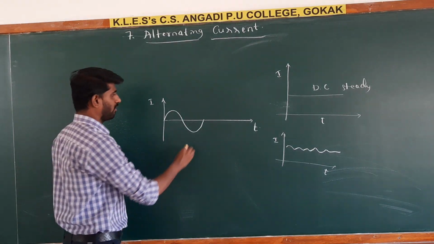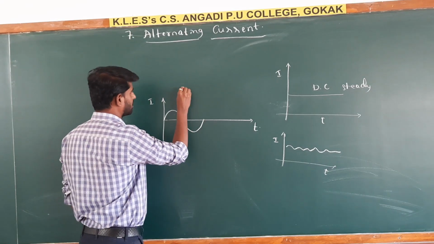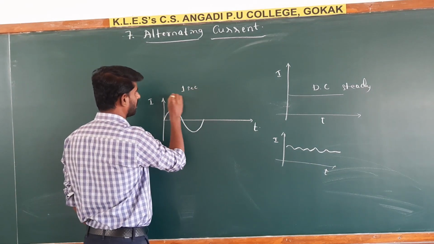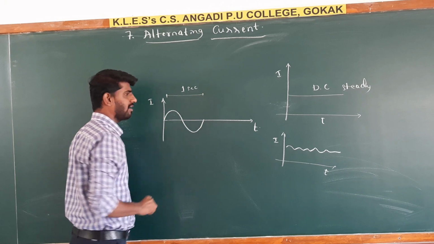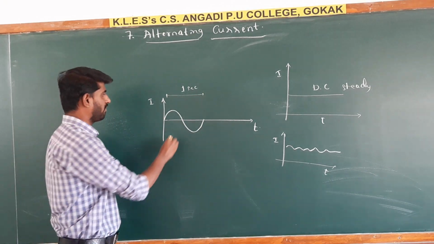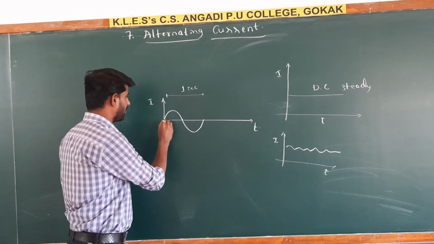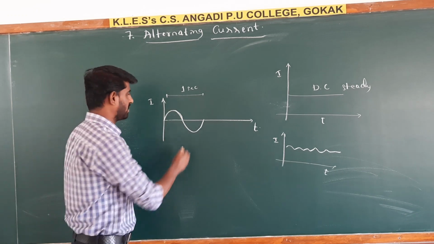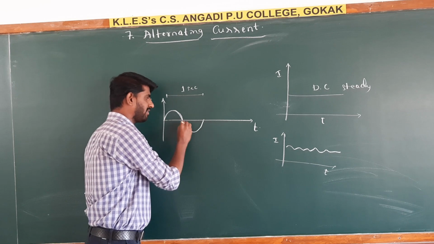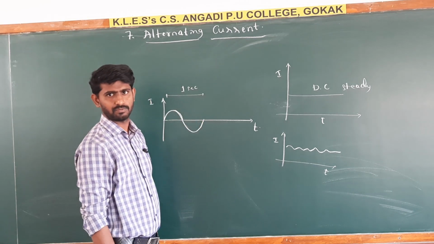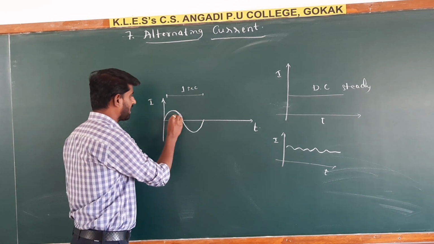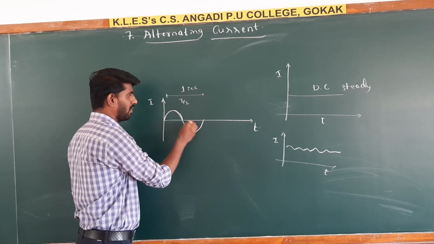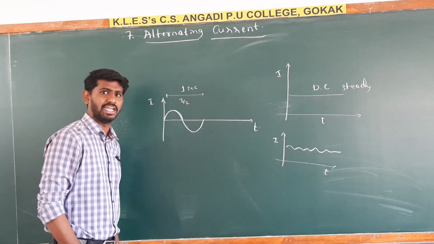For example I say its time period is 1 second. So for the first half second it is in positive phase. For the remaining half time it becomes negative. Okay, so for a particular time, I call it T by 2, it is positive, and for the remaining T by 2 it is negative.